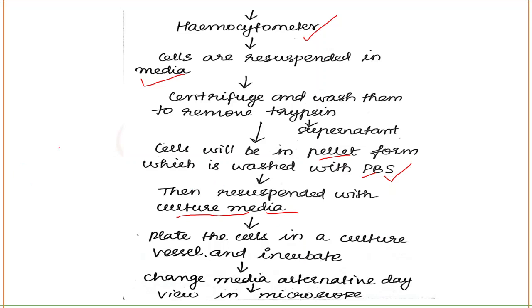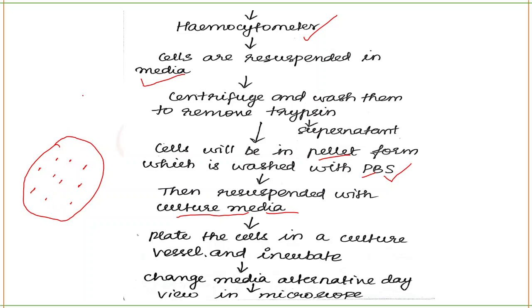Okay, you're going to plate the cells in a culture vessel and incubate it. The cells are present, and media is present. You're going to incubate at 37 degrees Celsius, 5% carbon dioxide. You can change the media every alternate day because the cells are growing, they're going to utilize the media and release waste, and everything will be present in the media.